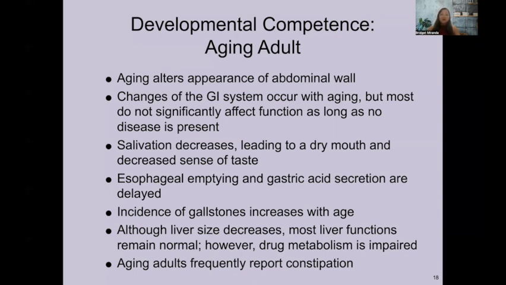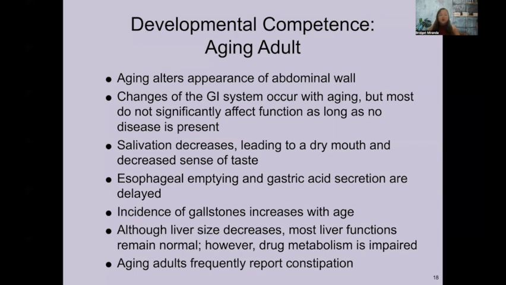We do know, however, that esophageal emptying and gastric secretions become delayed, and you are at risk for gallstones as you get older. Now, there's a certain population that is more at risk: 40, female, fertile, fat, and that's the way that most people remember it. But basically, if you are an overweight female over the age of 40 and you have multiple children, you are at risk for gallstones.